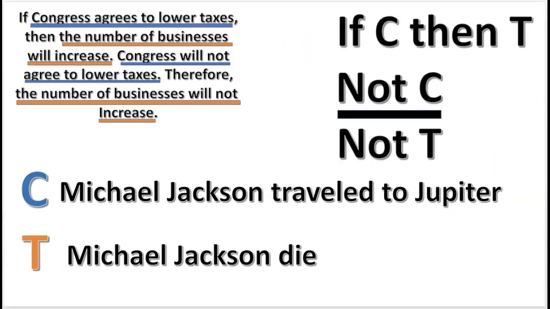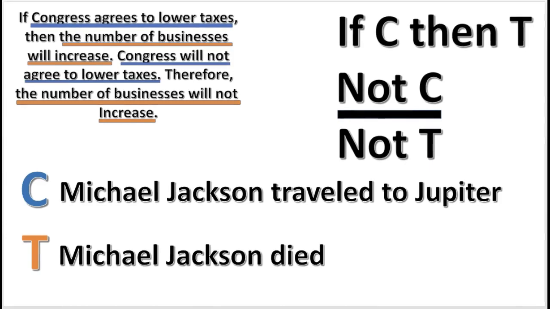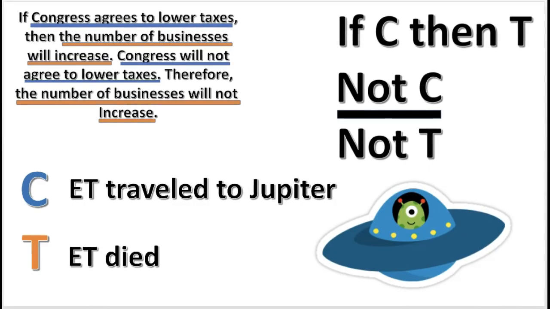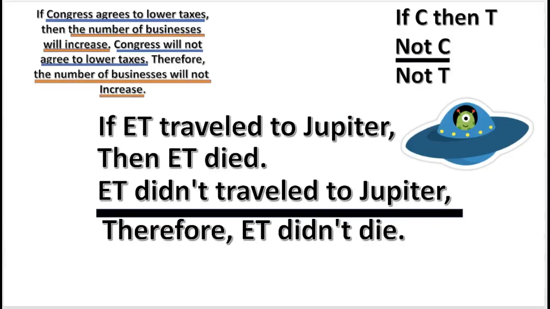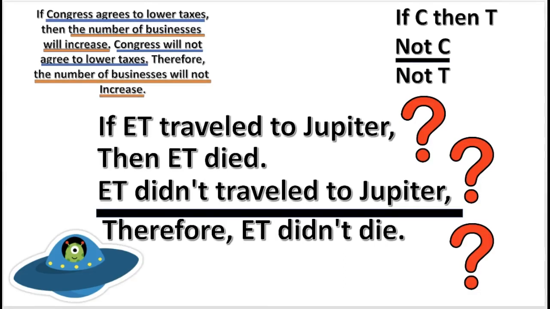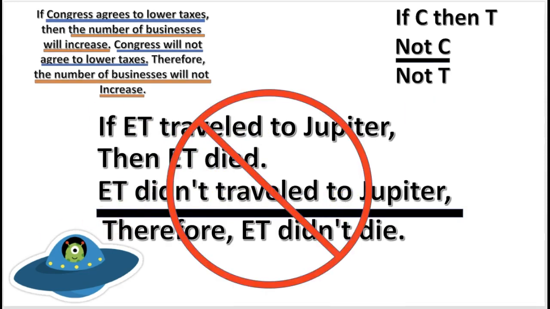Now when we invented new statements to substitute in the place of C and T, we were careful to select statements that everybody agrees about as to the truth value. So suppose instead of Michael Jackson, we chose these terms, E.T. traveled to Jupiter. We would get this argument. Now if E.T. traveled to Jupiter, then E.T. died. Now we're not sure if E.T. would travel to Jupiter. If he did travel to Jupiter, that he would die. We wouldn't know that E.T. didn't travel to Jupiter, so therefore this argument proves nothing. So it's important to pick terms that are very popular, for most people already know the truth value.